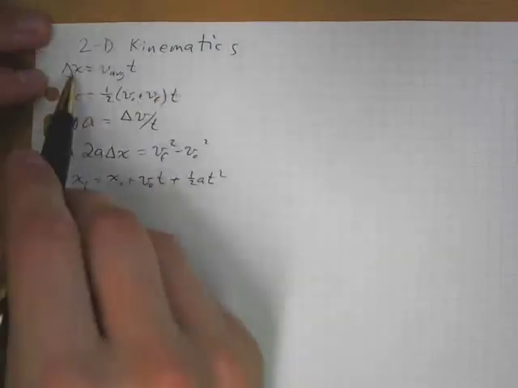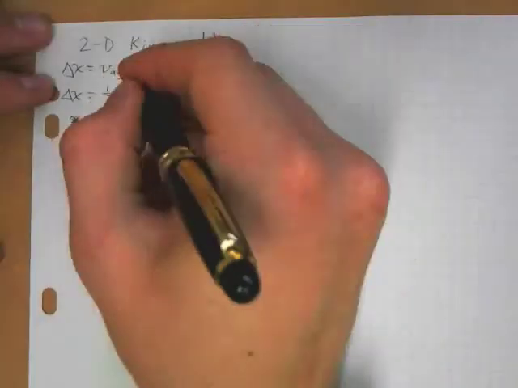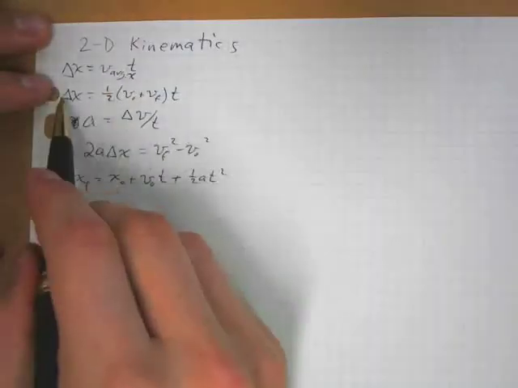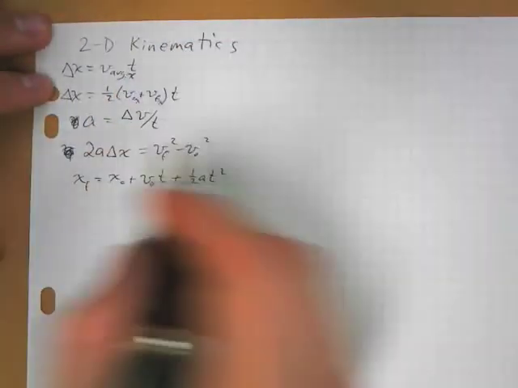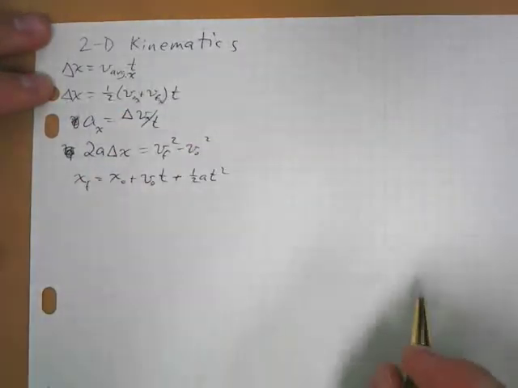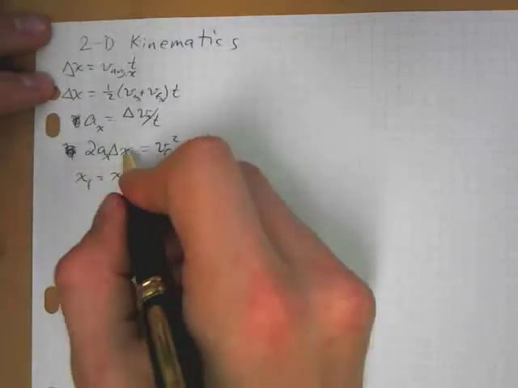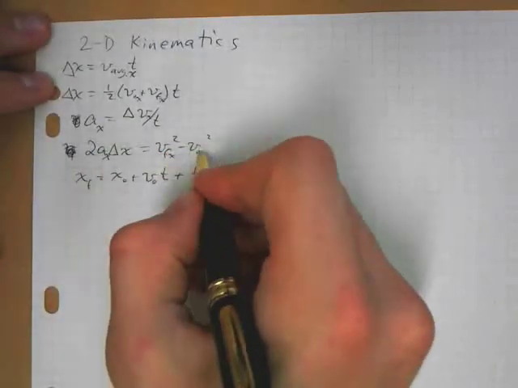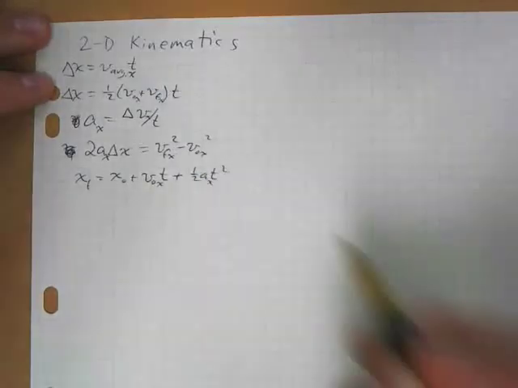So delta x is v average in the x direction, we put a little subscript x, times t. Delta x is also 1/2 (v naught x plus v final x) t. Acceleration in the x direction is delta vx over t, which is v final x minus v naught x over t. X final equals x naught plus v naught x t plus 1/2 a sub x t squared.